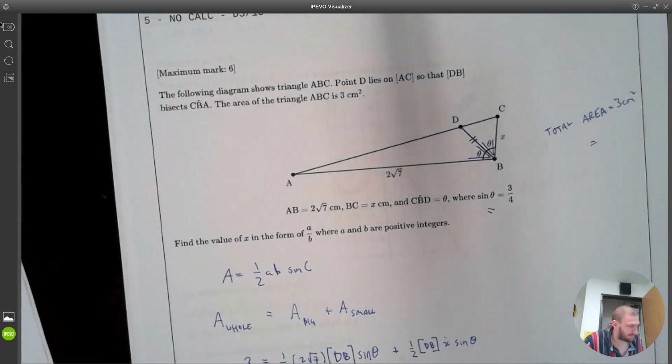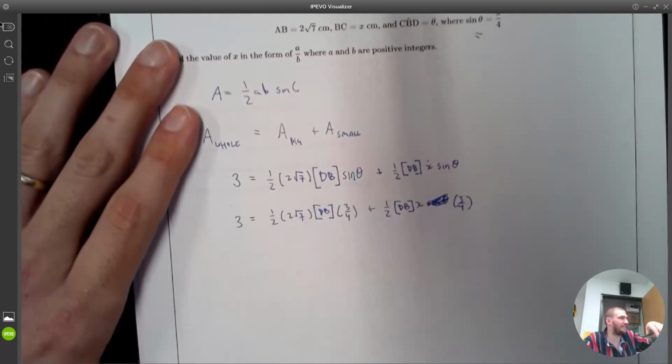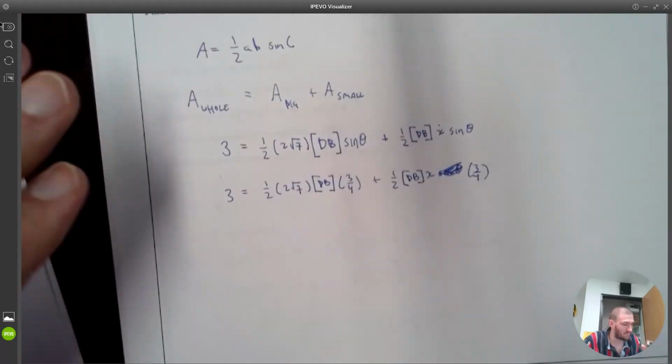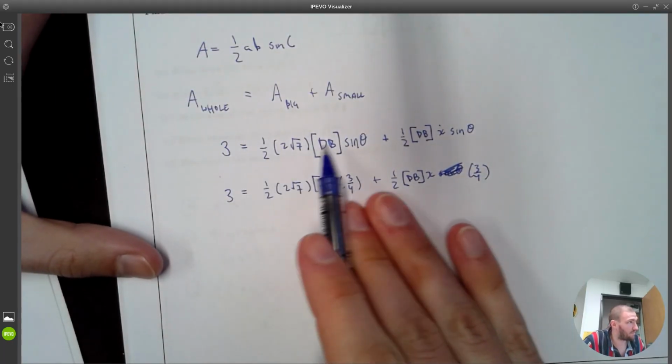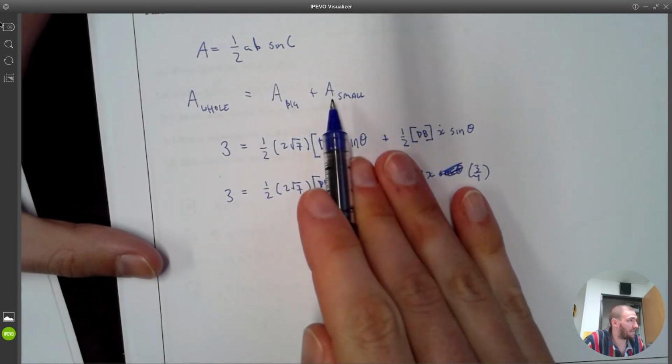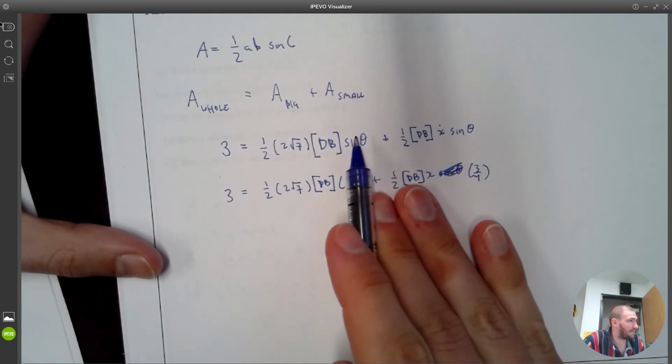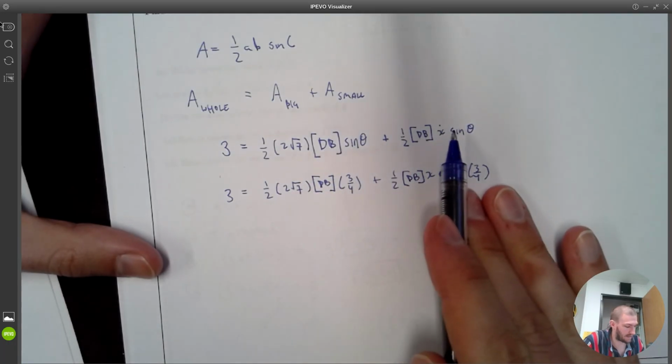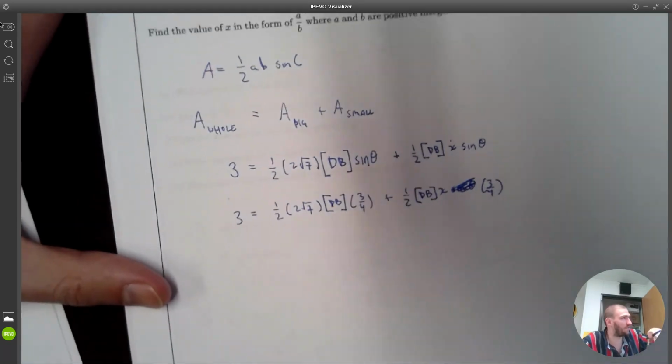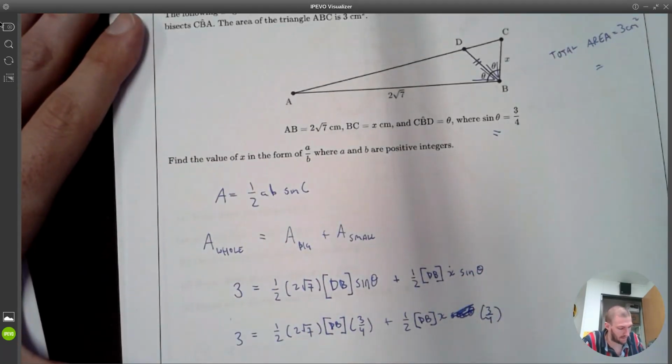Well, hideous paper now. Oh, you guys didn't even see me make the mistake. So this is the area of the whole and the area of the big and the area of the small. I replaced my sine of theta with 3/4 because that comes from the question that the sine of theta is 3/4 right here.